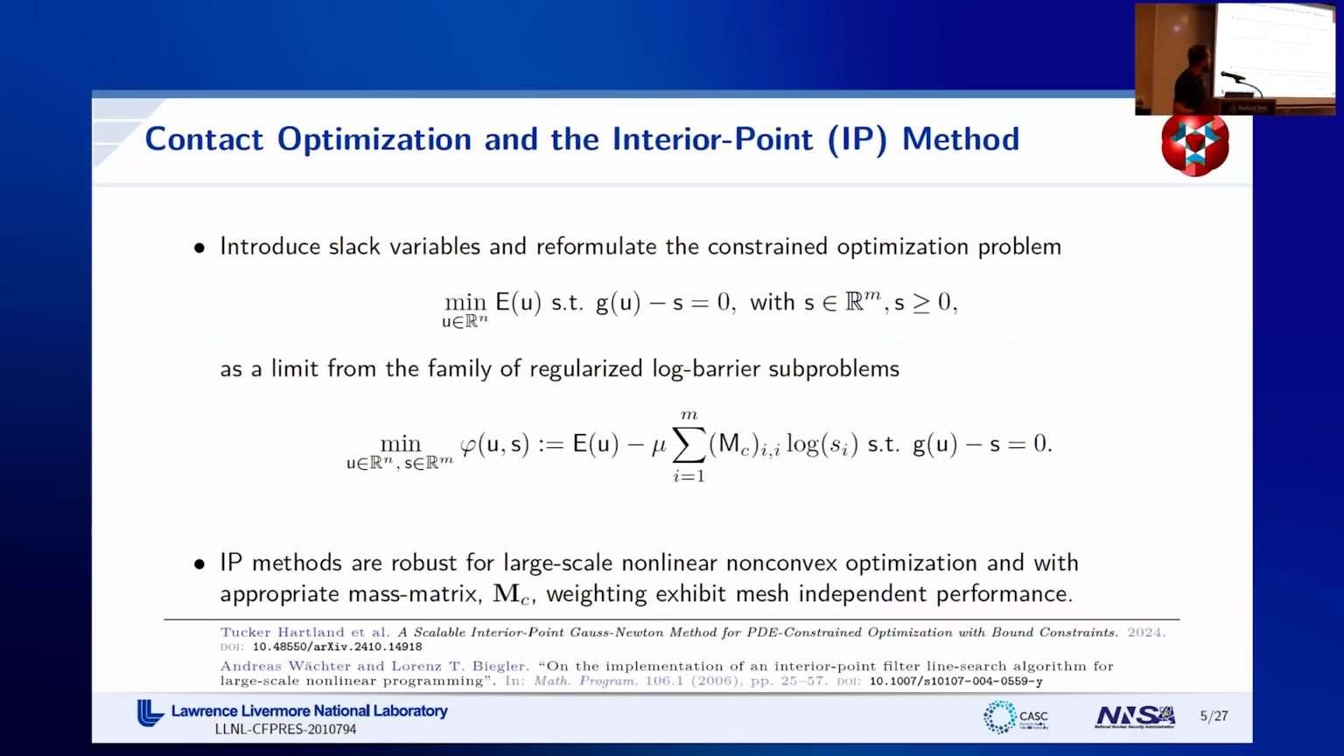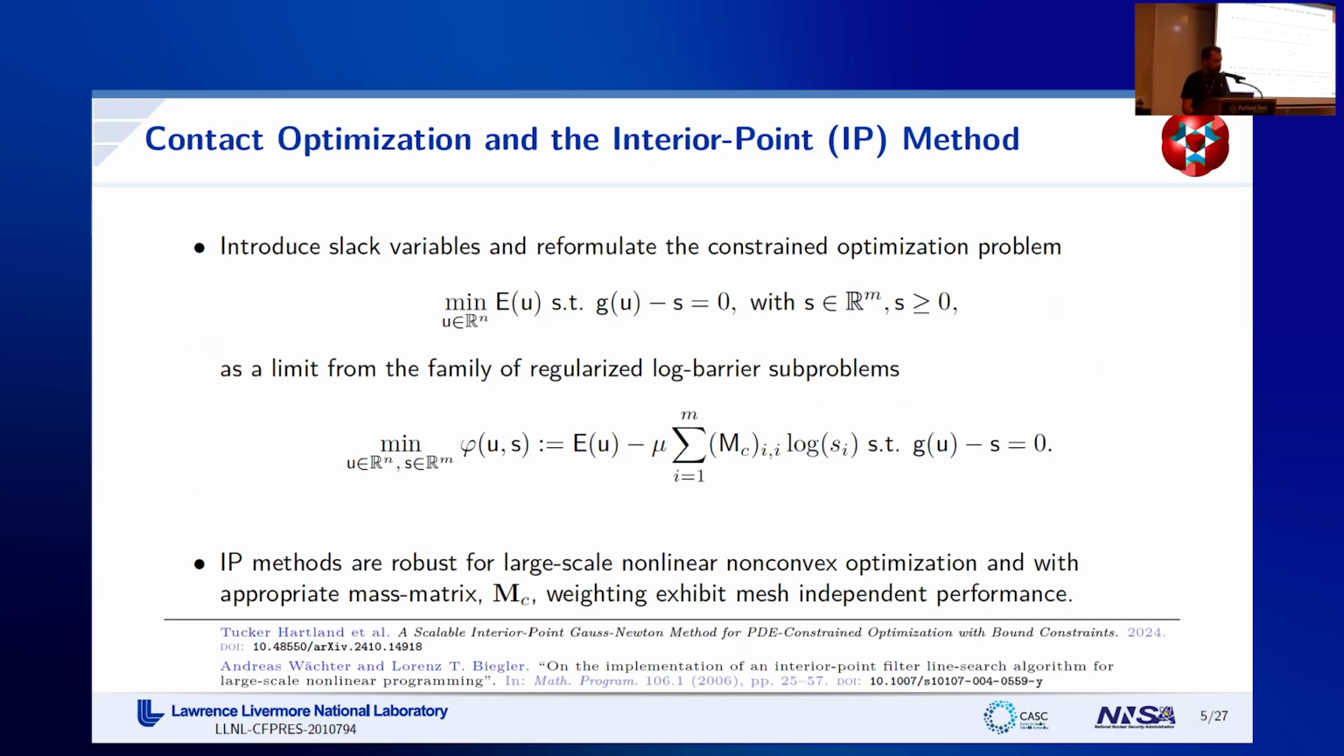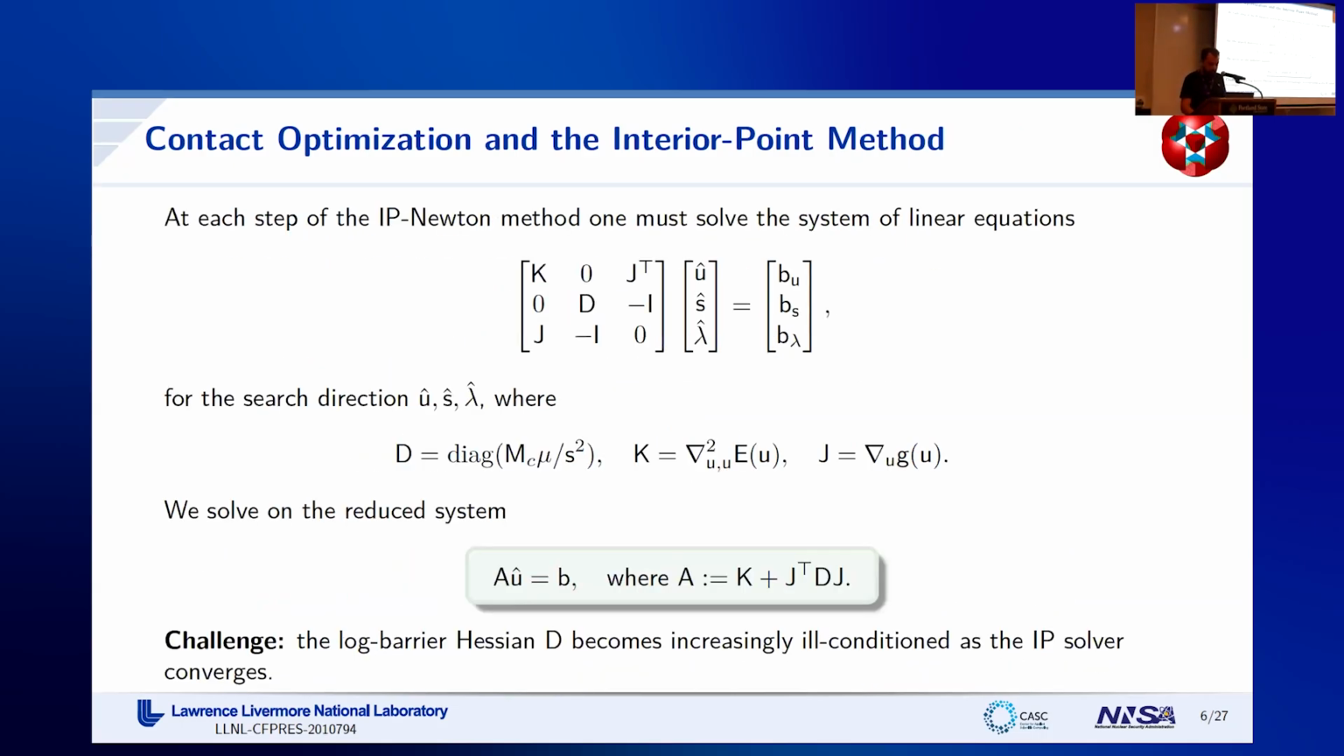So if you use the interior point solver, you replace your inequality constraints that are coming from the gap with equality constraints by introducing those slack variables. And then the interior point solver, as it was demonstrated in the previous talk, will solve this family of regularized log barrier problems in the limit where mu goes to 0. And under some tuning and scaling of this mass matrix, you will see that we achieve mesh independence convergence.